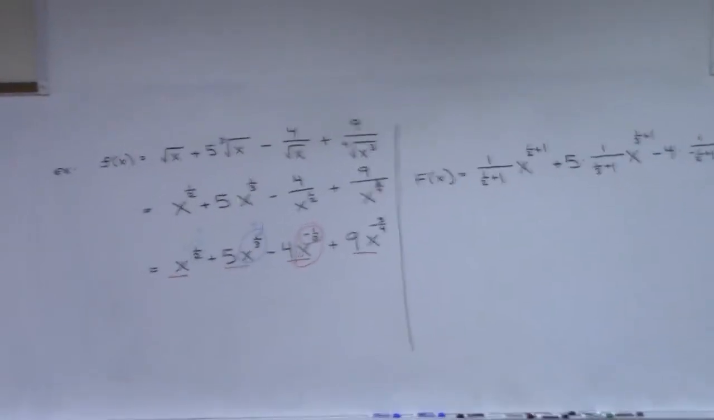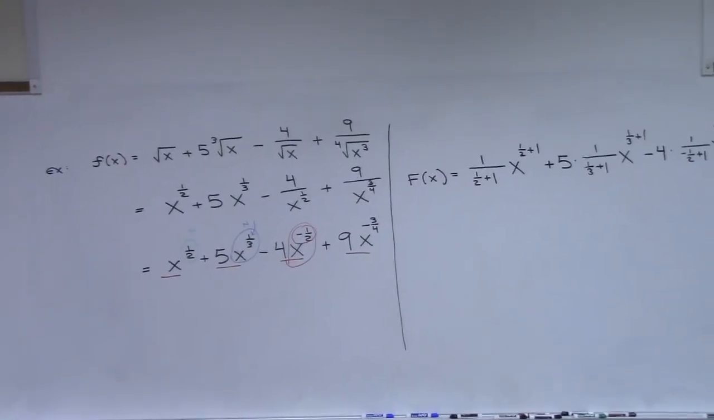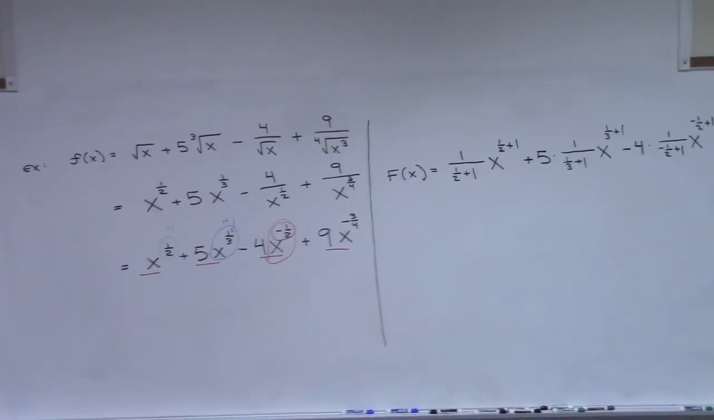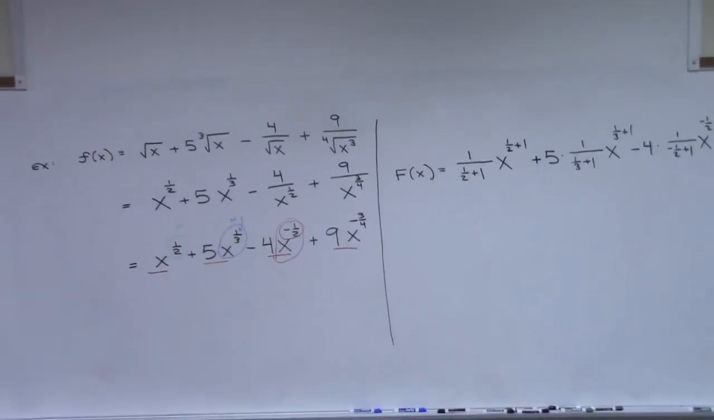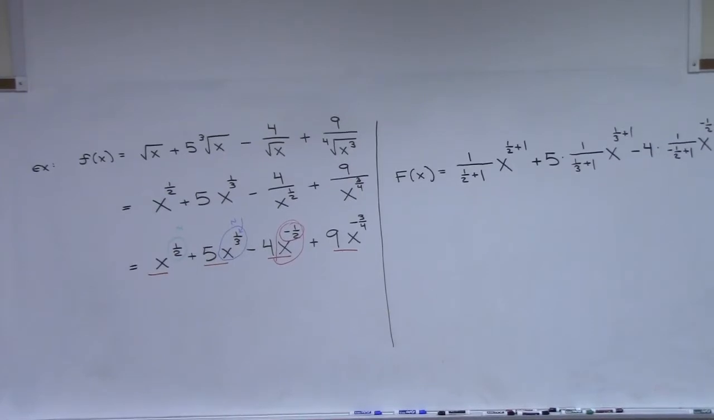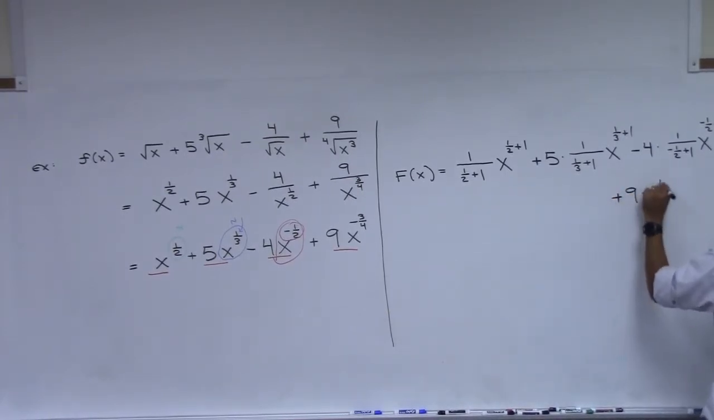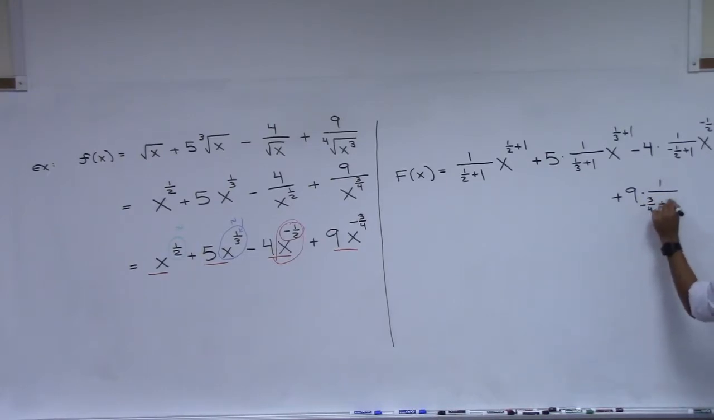What's the last one? There we go. I think I'm going to do that. Plus 9. I'm going to do it right underneath this. Plus 9, and then what? 1 over 3/4, negative 3/4, plus 1, x to the negative 3/4 plus 1. And then all of that plus c.